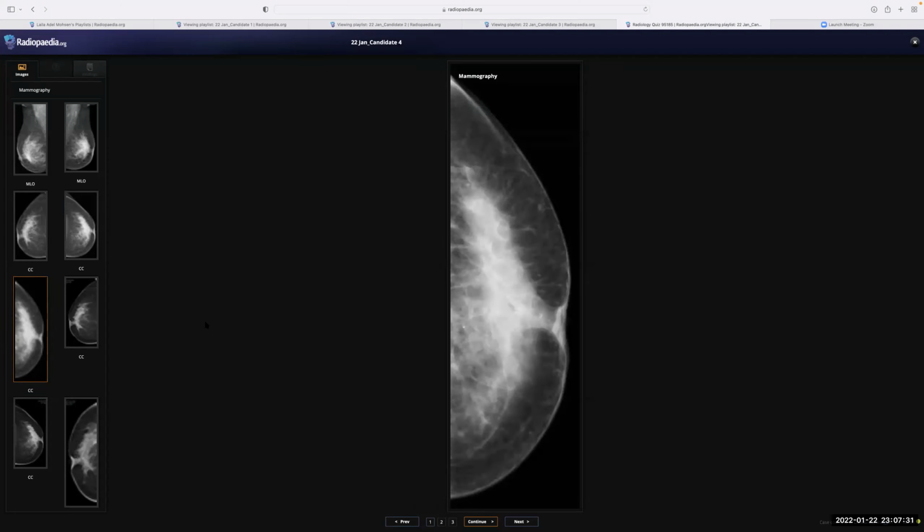Dr. Kaniga, do you remember the history? Screening mammogram, primary. Yeah, for screening for primary, they are looking for a primary.